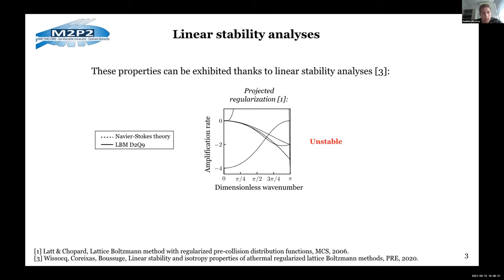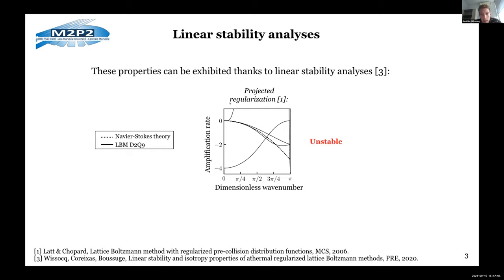And actually, these properties have been exhibited in a previous work, thanks to some linear stability analysis of the model. So here I show you the main results we obtain with the projected regularization, and I plot what we call a dissipation curve. Here I represent the amplification rates of some linear modes that we inject inside the code as a function of the dimensionless wave number of the corresponding fluctuations. And here I plot in dashed line the Navier-Stokes theory, so what we want to have, the physical dissipation, and in solid line, what we obtain with the D2Q9 lattice with the projected regularization.